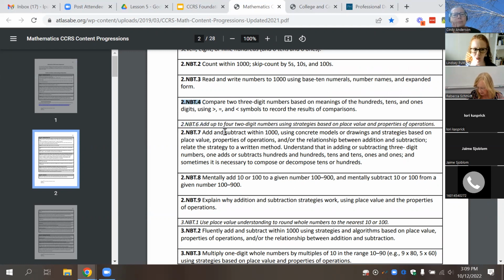Anybody remember what the bolded standards mean? In the chat, or you can unmute. It's okay if you don't. You can say no. Why some are bolded in this document and some are italicized.